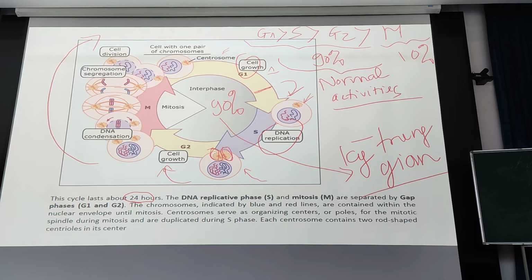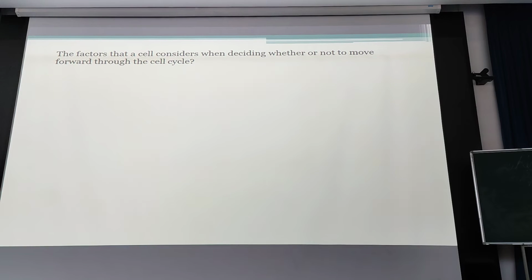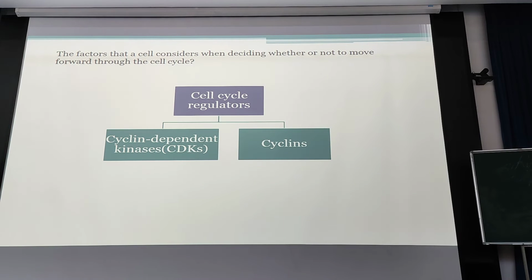So what controls the cell cycle? The factors considered when deciding whether the cell moves through the cell cycle or not, we call the cell cycle regulators. There are two factors involved in regulating the cell cycle: cyclin-dependent kinase and the cyclins. They only regulate the cell cycle when the cyclin-dependent kinase and the cyclin bind together.